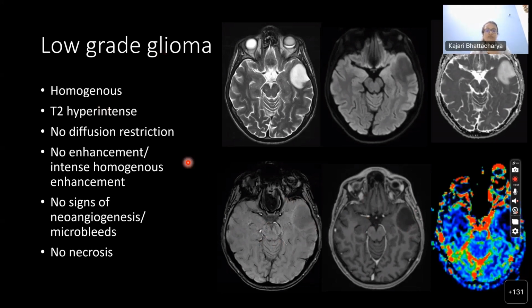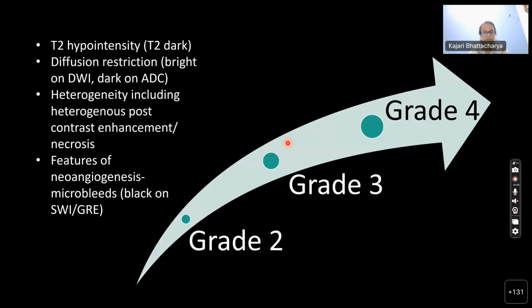So now we come to the features of the higher grade tumor. As the tumor grows in its grading, when it is a grade 2 tumor, these are the features which I showed in the previous slide. As it becomes a grade 3 and grade 4, these are the basic changes that we see. It becomes darker on T2, that is, it shows T2 hypointensity. It shows diffusion restriction, that is bright on DWI and dark on ADC, and it becomes more heterogeneous with features of neoangiogenesis, which I show.